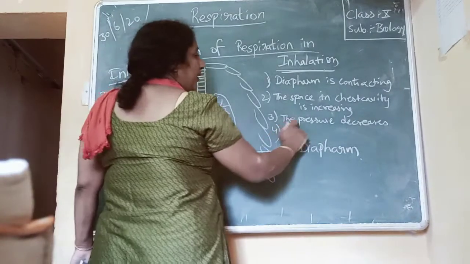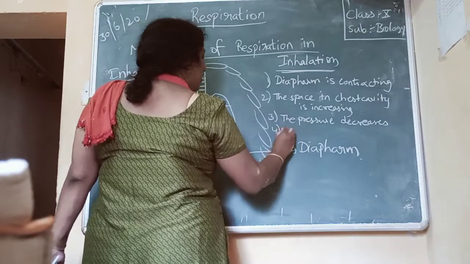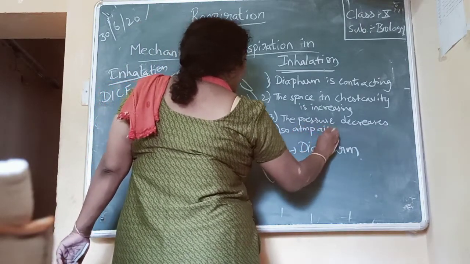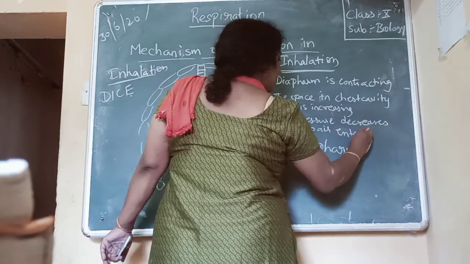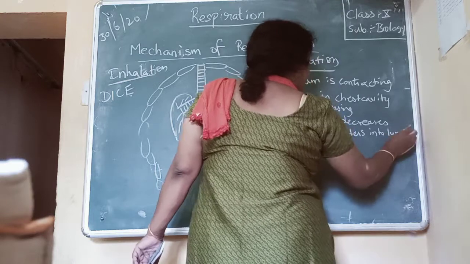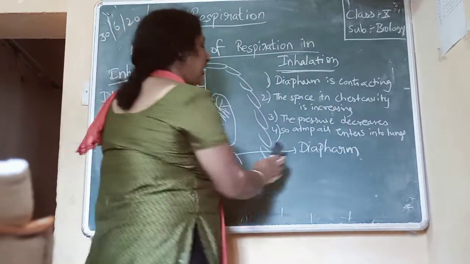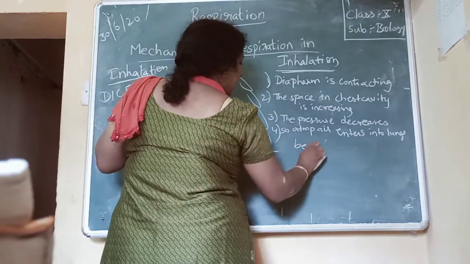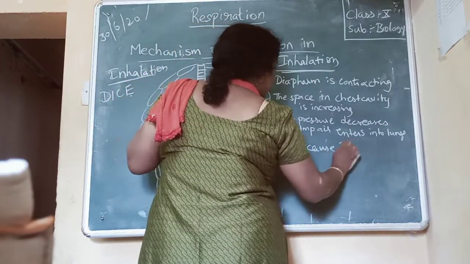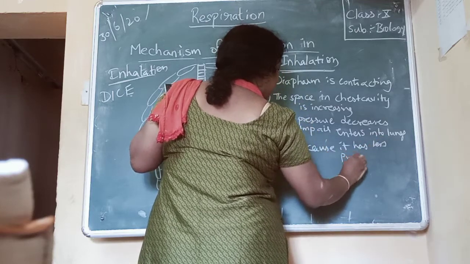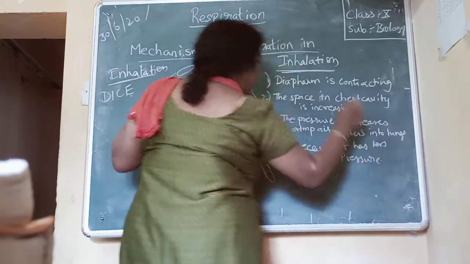The pressure decreases, so atmospheric air enters into the lungs because the lungs have less pressure. Okay, clear?